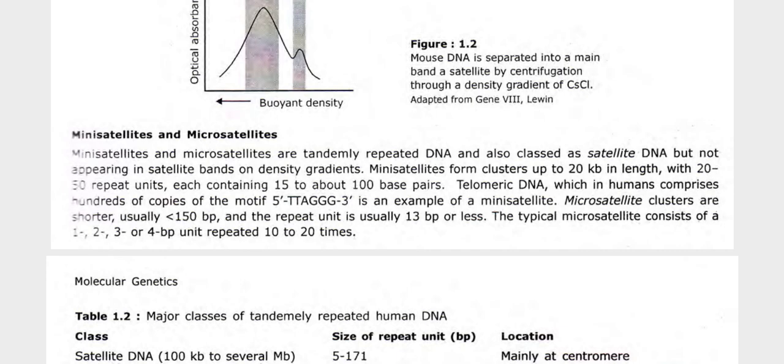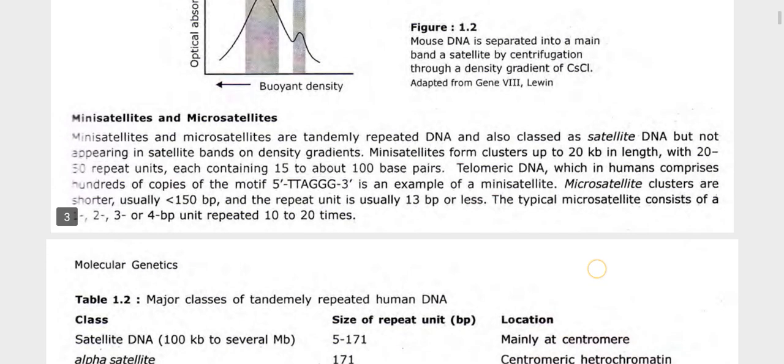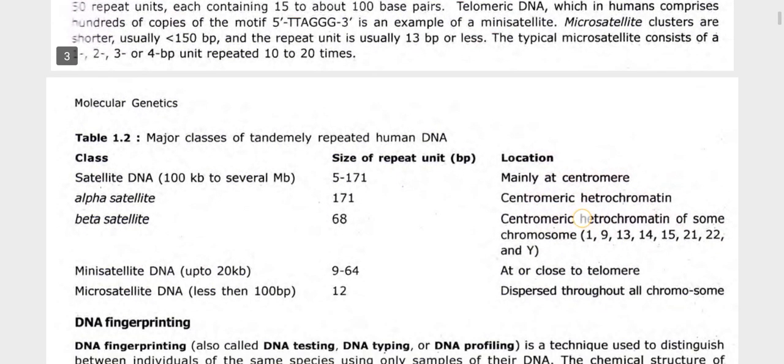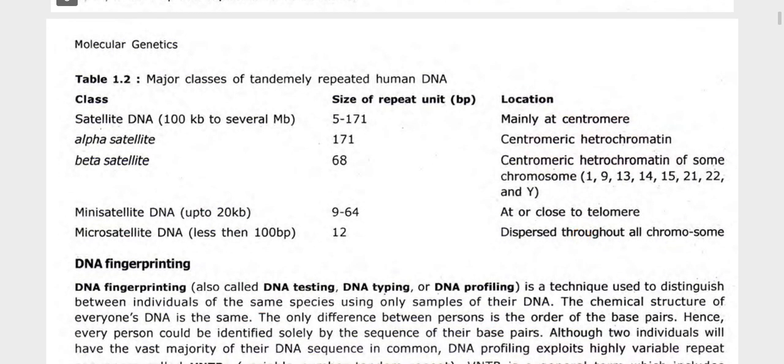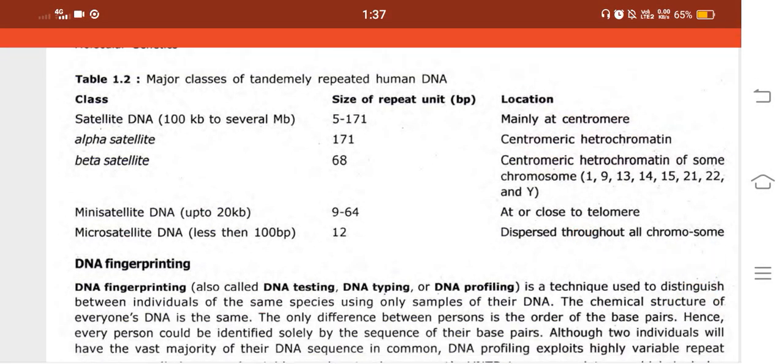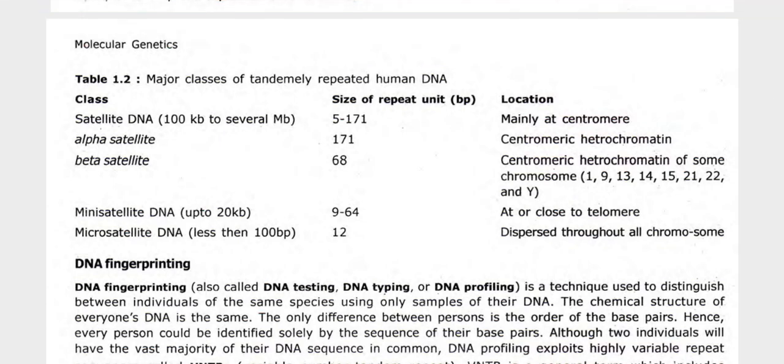Mini satellite clusters are shorter, usually less than 150 base pair, and the repeat unit is usually 13 base pair or less. The typical microsatellite consists of a unit repeated 10 to 20 times. Major classes of randomly repeating human DNA. Satellite DNA mainly at centromere, alpha satellite centromeric heterochromatin, beta satellite centromeric heterochromatin of some chromosomes, then mini satellite DNA.